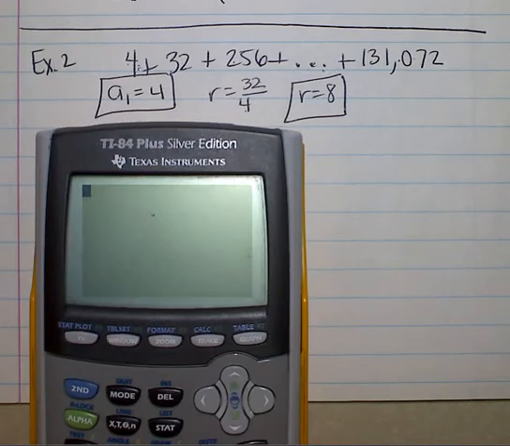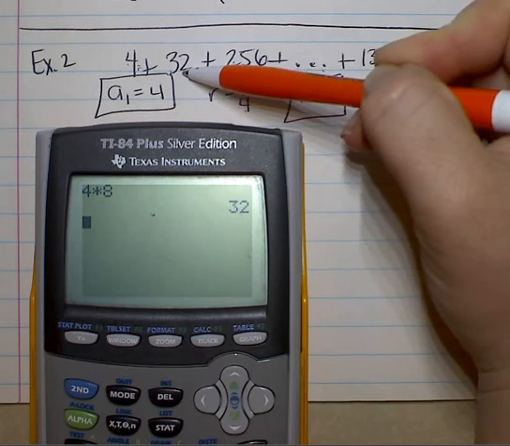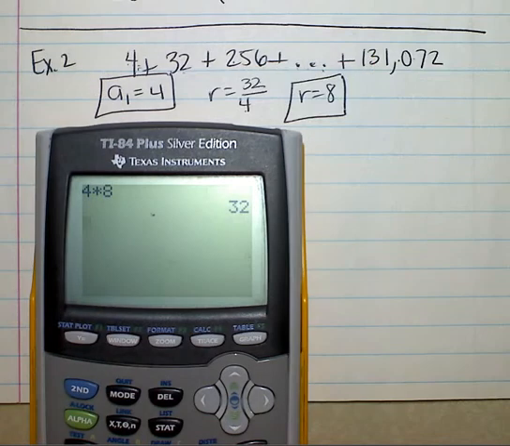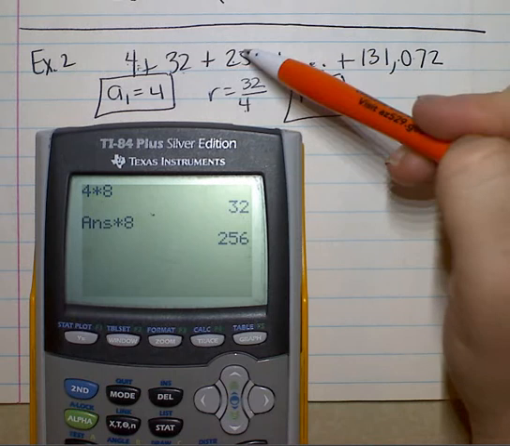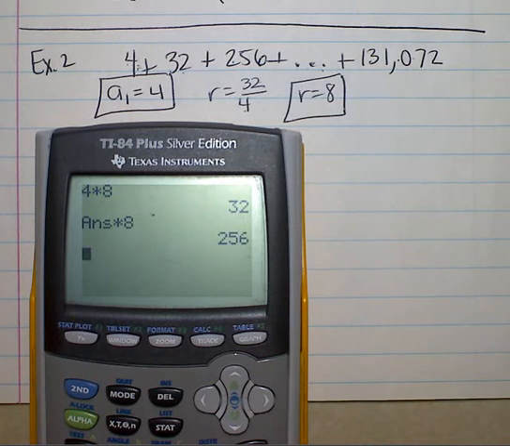Take 4 times 8. Press enter. That's the second number, and we're literally just going to count out loud. Times 8 again. That's the third number. And now we've done this twice. Every time I press enter, it will do it for me. So this is the third number.